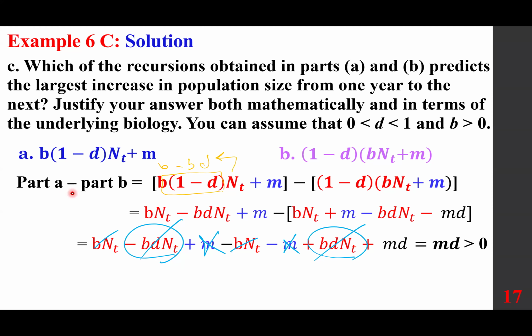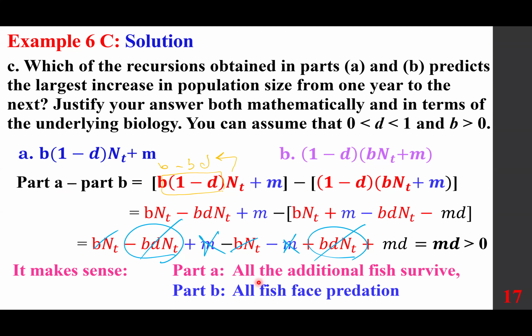But why is that? I think it's pretty straightforward. In part A, all the additional fish survive. Remember, we add M. But in part B, all of those additional fish can also be preyed upon. So all fish face predation. That's why it makes perfect sense.